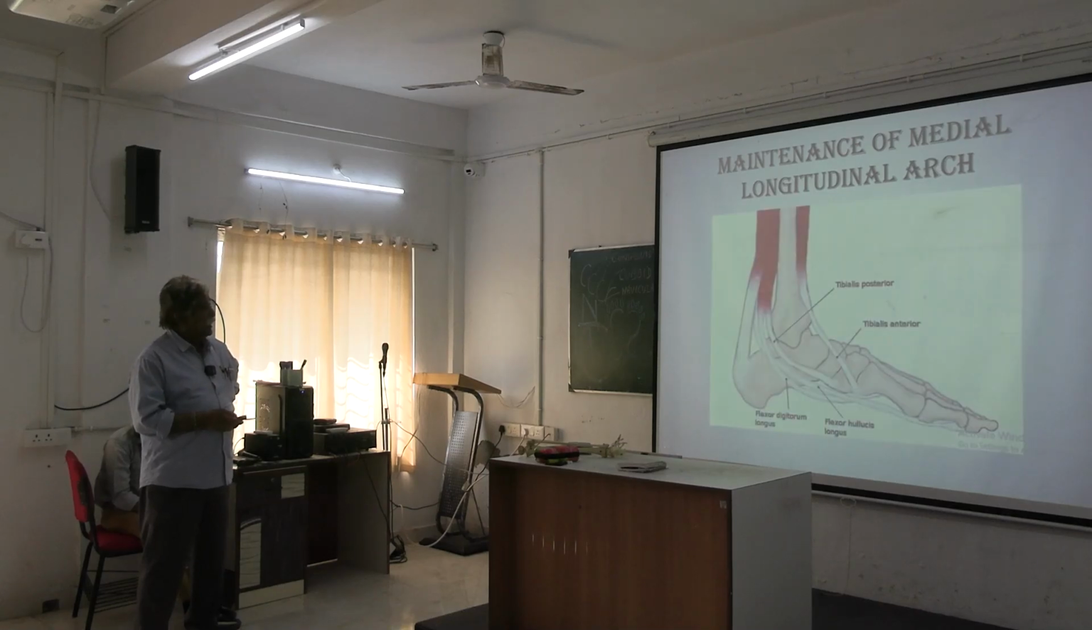See, you can see the picture, tibialis posterior. This is the tibialis anterior here. Now this is flexor digitorum longus. This longus goes to the digits. Flexor hallucis longus. This is the hallux.